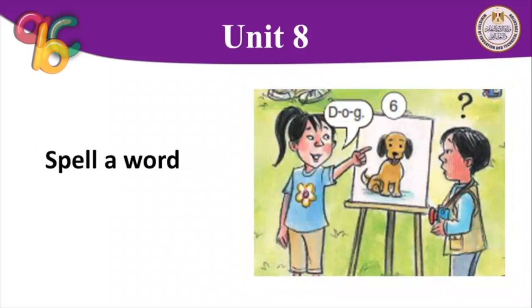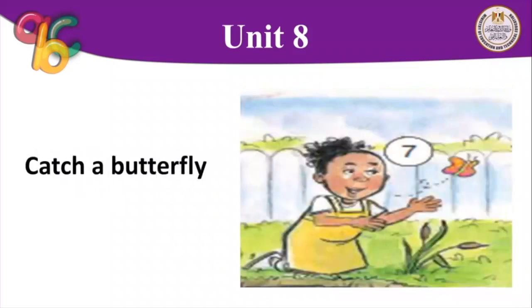Spell a word. Number 7, catch a butterfly. زي ما انتم شايفين في الصورة, she's trying to catch a butterfly. بتحاول تمسك الفراشة. Catch a butterfly. Okay.